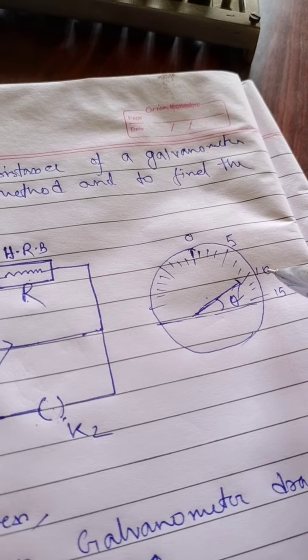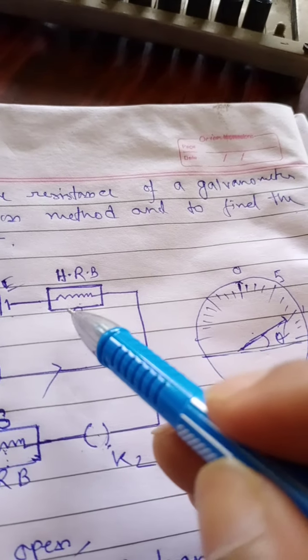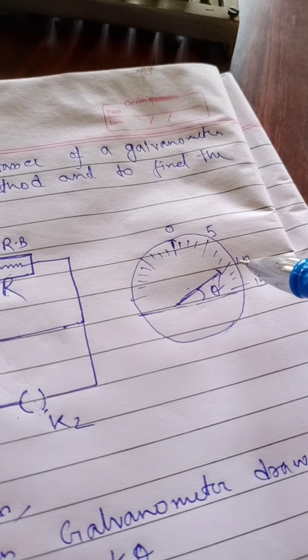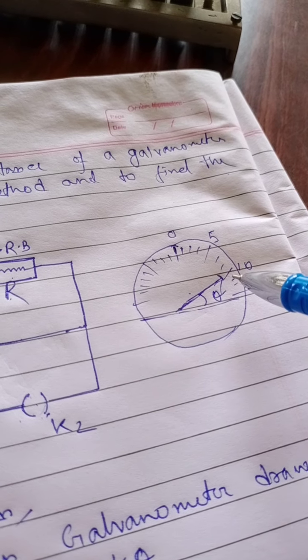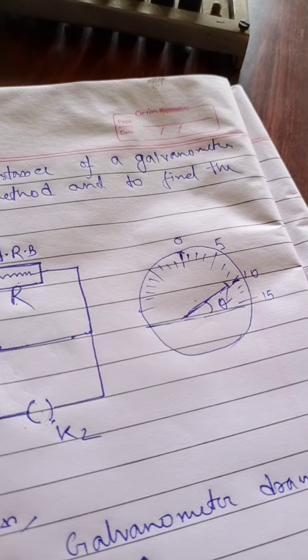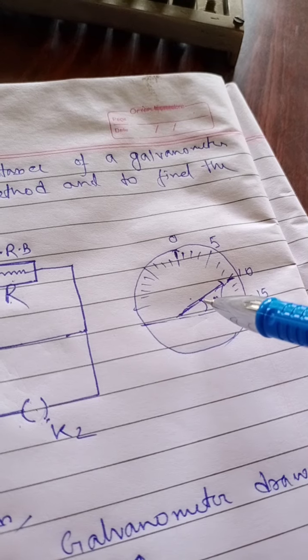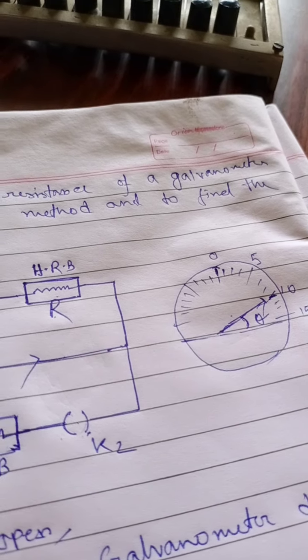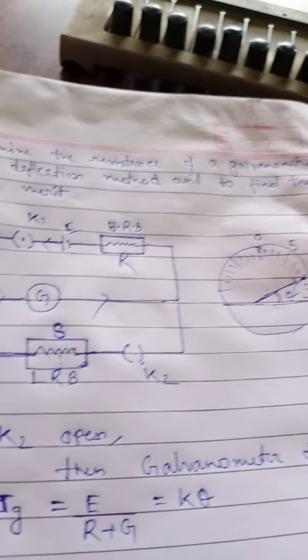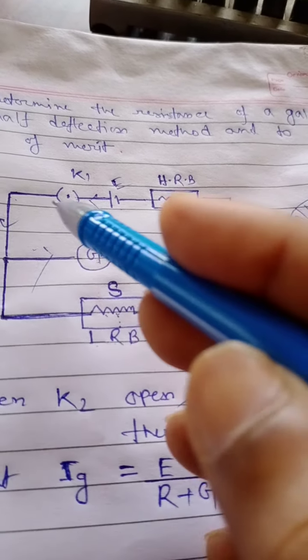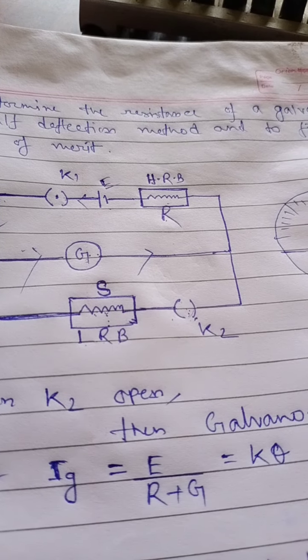So we have to take the reading of the high resistance box, and the galvanometer pointer is here at 10 divisions, and this angle is suppose theta. Now for the next step, we will close this key. So now both K1 and K2 are closed.